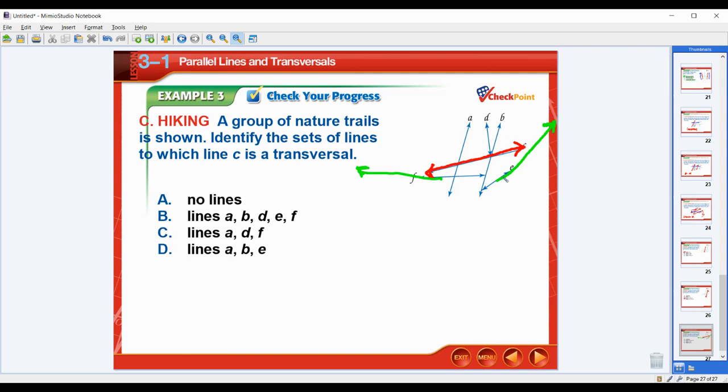Okay, so since all of these lines here will intersect with line C, we can say that line C is a transversal for all of these lines. So A, B, D, E, and F. Transversal C cuts through all of them eventually. So our answer here will be B.